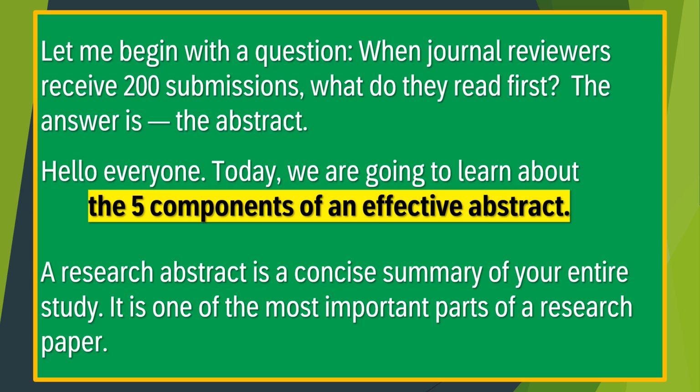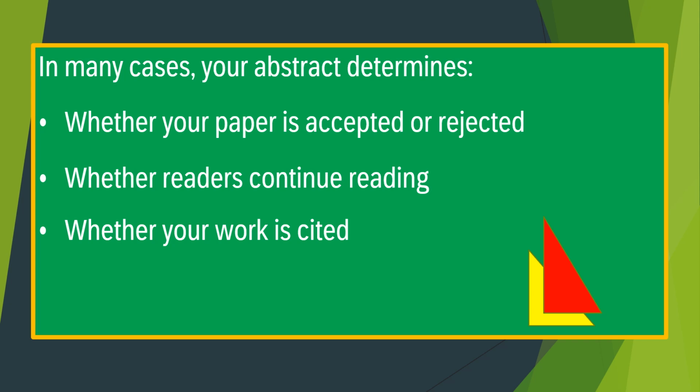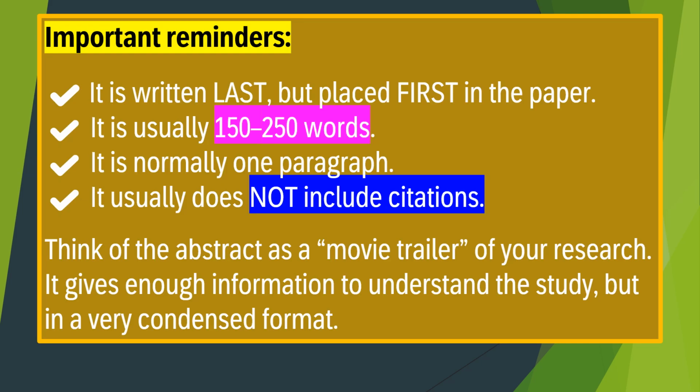A research abstract is a concise summary of your entire study. It is one of the most important parts of a research paper. Journal editors, reviewers, researchers, and students use the abstract to decide whether the full paper is worth reading. So if your abstract is unclear, incomplete, or poorly organized, your research may be ignored, even if the study itself is excellent. In many cases, your abstract determines whether your paper is accepted or rejected, whether readers continue reading, whether your work is cited.